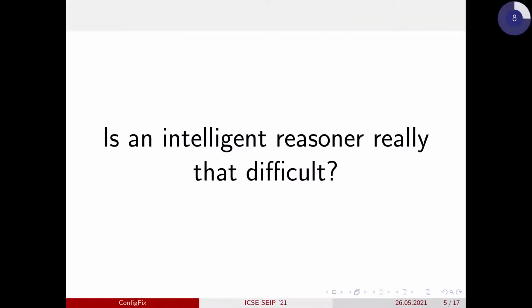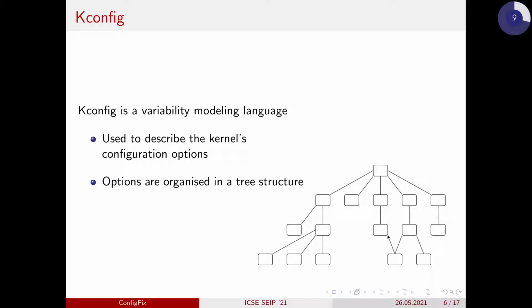That of course begs the question, is it really that difficult to implement an intelligent reasoner into the Linux kernel? The answer is yes, it is. But why is that? Let's start with Kconfig. Kconfig is a variability modeling language which was developed specifically to describe the kernel's variability. The options in Kconfig are organized in a tree structure, which for example means that every option is dependent on its parent.